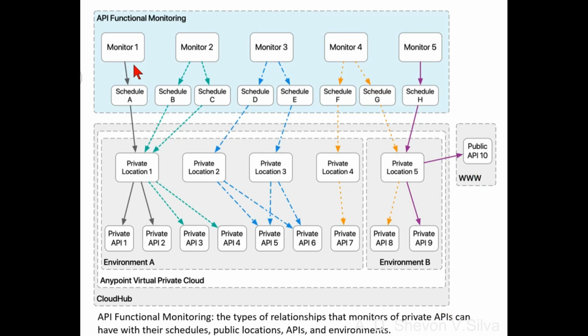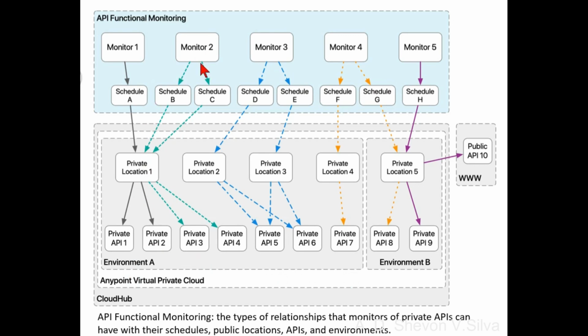Here the monitor 1's relationship is indicated with the solid black arrows. Single schedule, single location, single environment. Monitor 1 runs on a single schedule, schedule A. The schedule is associated with the private location 1. The monitor is written to test one or more endpoints in the private API 1 and private API 2, although it could also test endpoints in more private APIs. The private location and the APIs are in a single environment A.